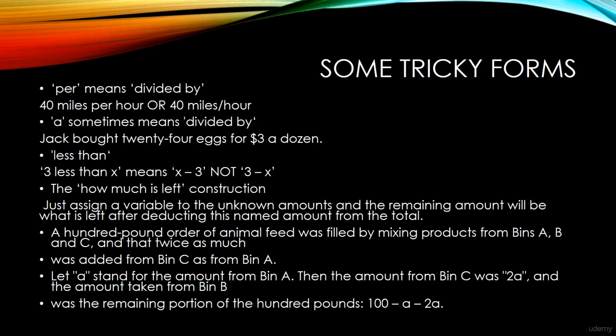Some tricky forms. Per means divided by. For example, Jack drove at a speed of 40 miles per hour, so you write the symbol per. A sometimes means divided by. Jack bought 24 eggs for $3 a dozen.